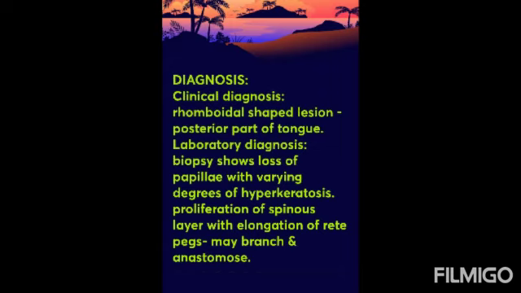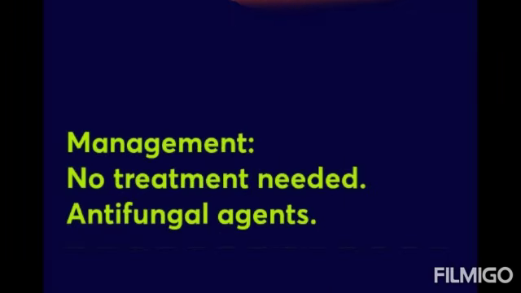For the diagnosis, clinical diagnosis, it presents as a rhomboidal shaped lesion on the posterior part of the tongue. Next, laboratory diagnosis: the biopsy shows loss of papilla with varying degrees of hyperkeratosis and proliferation of the spinous layer with elongation of rete ridges, which may branch and anastomose. So the main diagnosis is clinical diagnosis. There is a definite rhomboidal shaped lesion on the posterior part of the tongue.